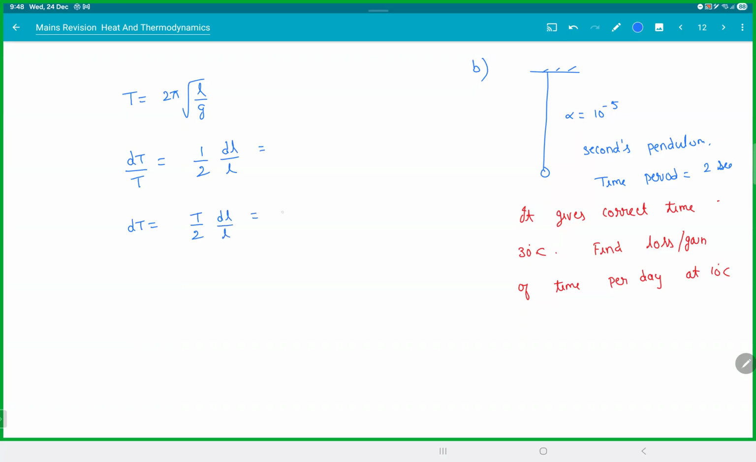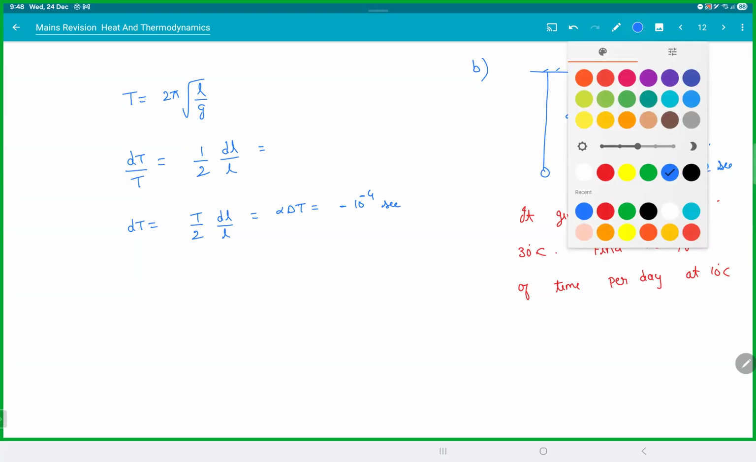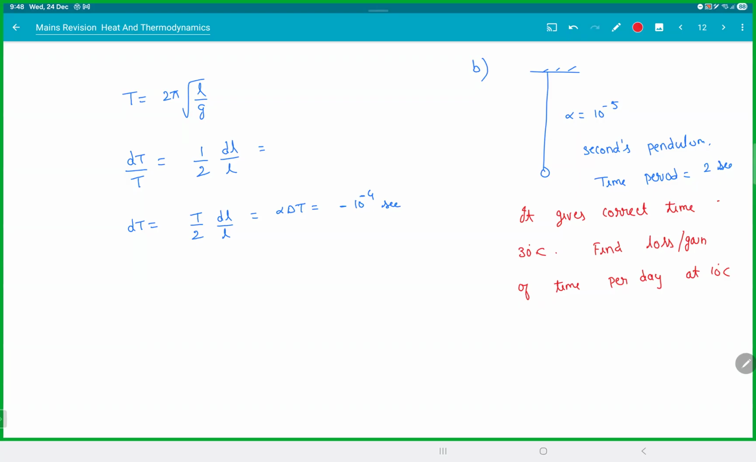T is 2 seconds. dL will be L alpha delta T. So here it is decreasing, so this will be minus alpha delta T, that is minus 10 power minus 4 seconds. That's your change in time period. Now you have to be careful here. The minus sign indicates the time period has decreased. The pendulum oscillates faster. It takes a little less time to complete one oscillation.